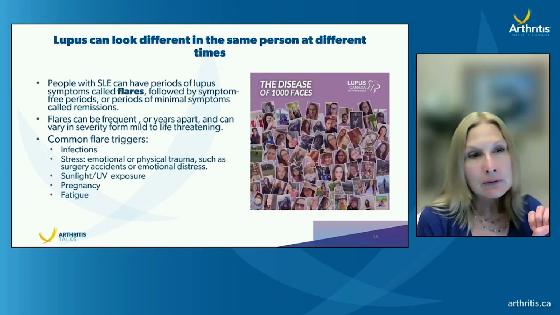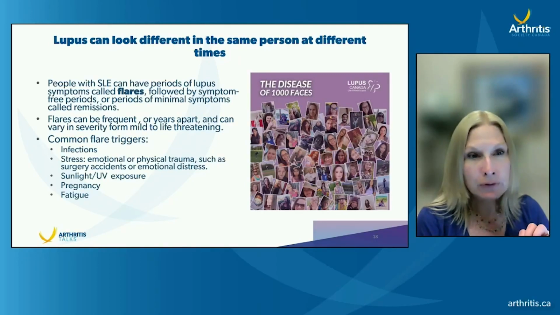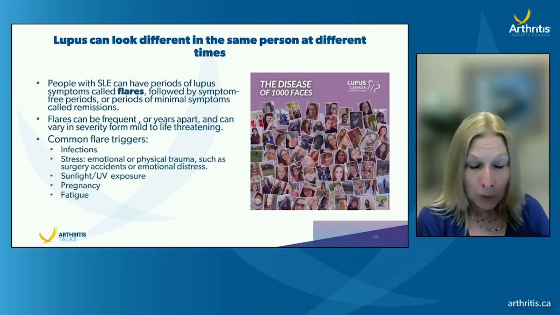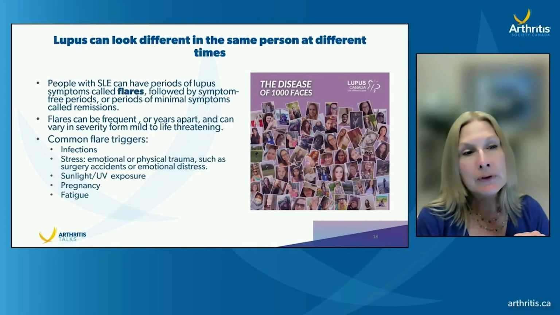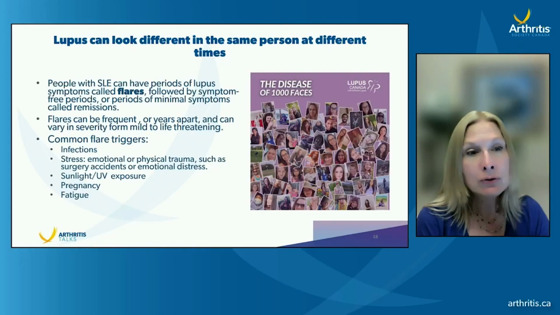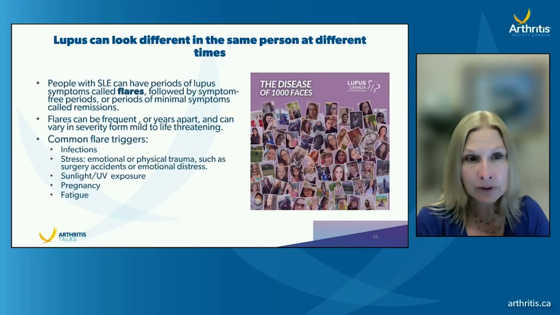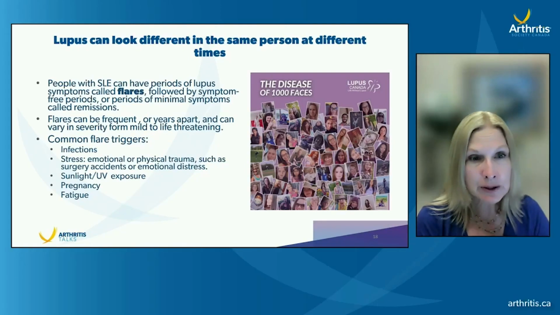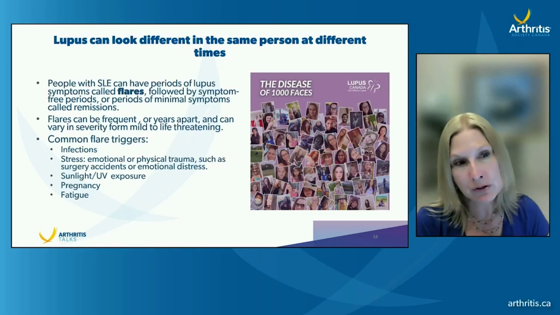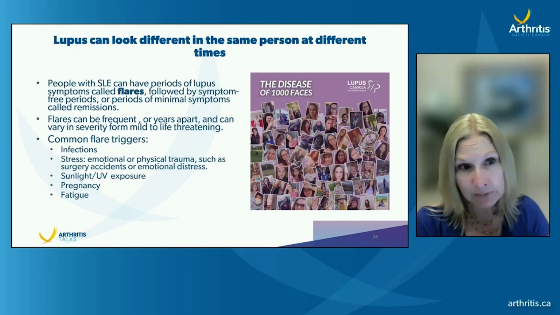And not only does lupus look different from one person to another, but also in the same person at different times. So a person with lupus can have periods of increased symptoms that are called flares, followed by symptom-free periods, hopefully, or at least periods of minimal symptoms that we call remissions. This is what we're trying to achieve, at least.